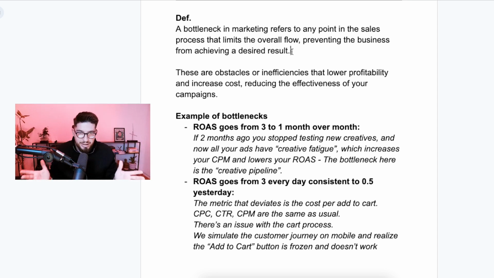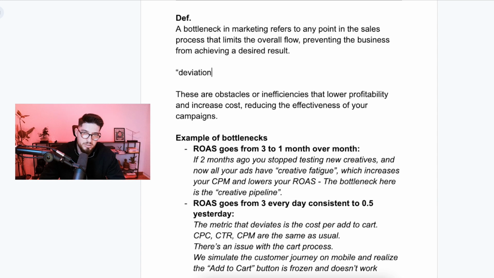So you will always have fewer add to carts than link clicks. But at some point, when one of these metrics is too far away, like you never pay €2 for a click, but all of a sudden the ROAS is down and your CPC has tripled, that's the bottleneck. I call it deviation from average metric.